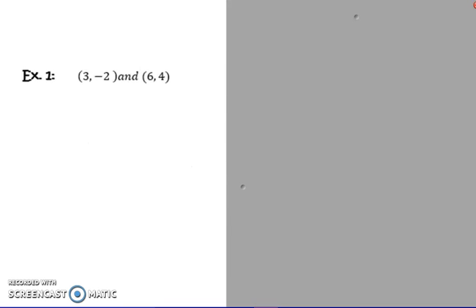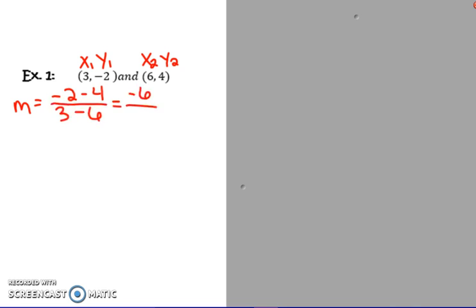So, if we look at our first example, the first thing I want to do is solve for slope. I'm going to label my points x1, y1, x2, and y2. So I'm going to take negative 2 minus 4 and 3 minus 6. Negative 2 minus 4 gives me a negative 6. 3 minus 6 gives me a negative 3. Since this can be simplified, I am going to simplify it, and my slope is a positive 2.